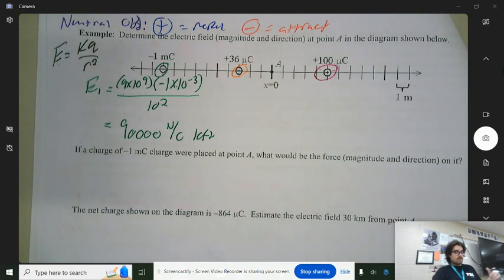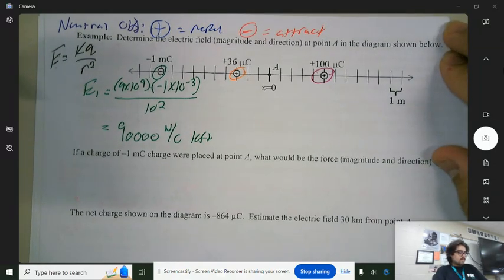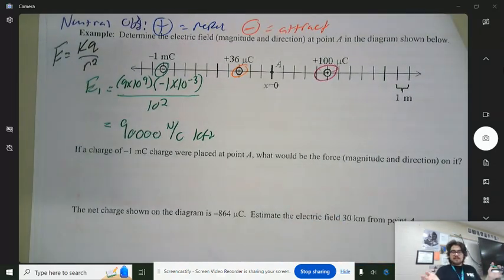And it's pretty straightforward. Nothing too crazy. You don't need to include the sign as long as you include the direction.